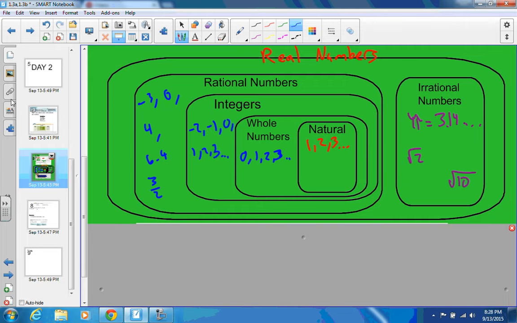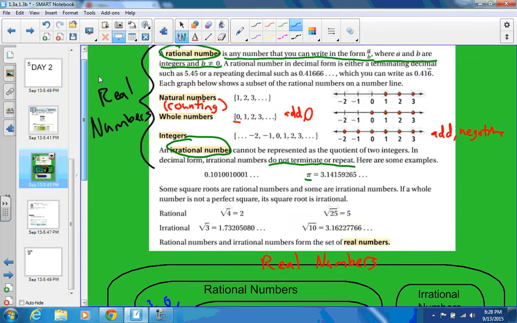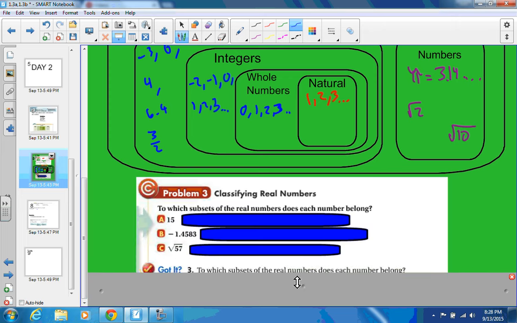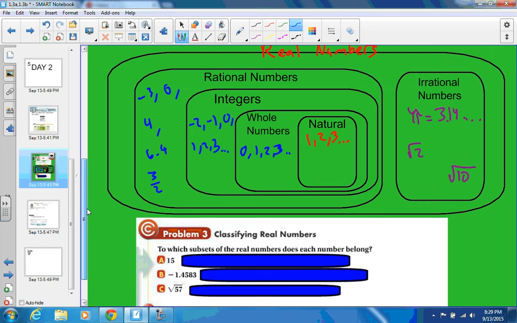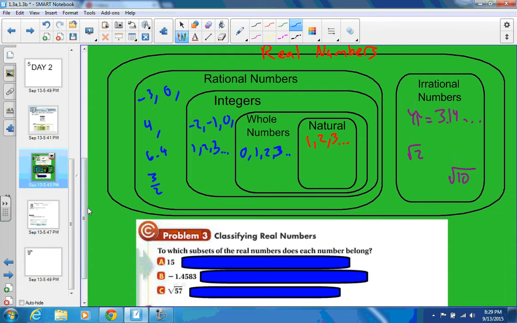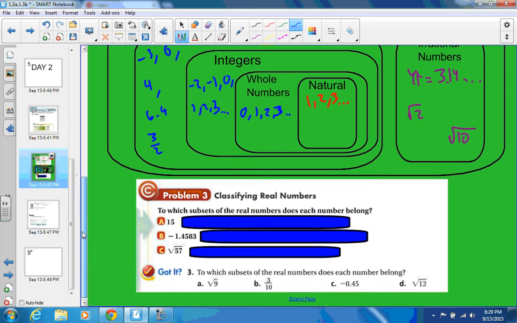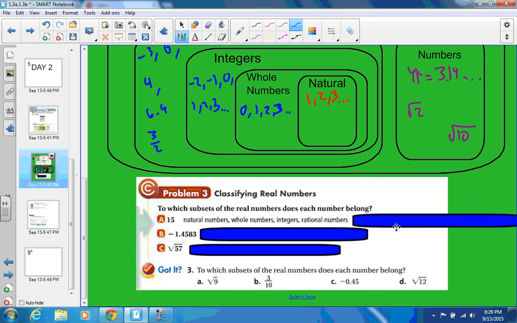Okay, I know that was a lot, but I wanted to show it as a diagram as well. And so let's do a couple examples here. So let's start classifying some numbers. This first one said, to which subsets of real numbers does each number belong? So number 15, what do you think? Number 15 fits in what? Is it an irrational number? I don't think so. It is definitely a real number, but 15 could be rational, could be an integer, could be a whole number, and it could be a natural number. So that would work in all of these: natural, whole numbers, integers, and rational.